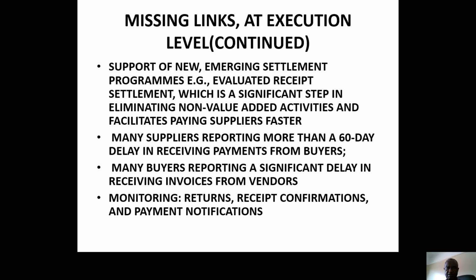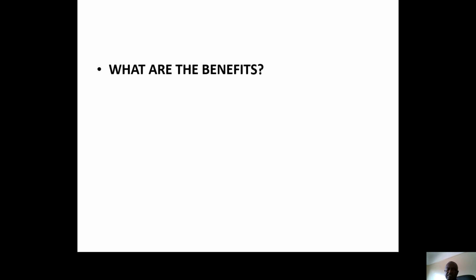Many suppliers are reporting more than 60 days. How can it take 60 days? Why do you take 60 days in receiving the payment if it is an electronic system? That becomes a big challenge. Many buyers are reporting a significant delay in receiving invoices from the vendors. Why should a system operate like that? That becomes a big problem. That shows your relationship with your partners. Monitoring and returning receipt of confirmation and payment notification. We don't want that to be missing in the system. We want a system which runs properly.